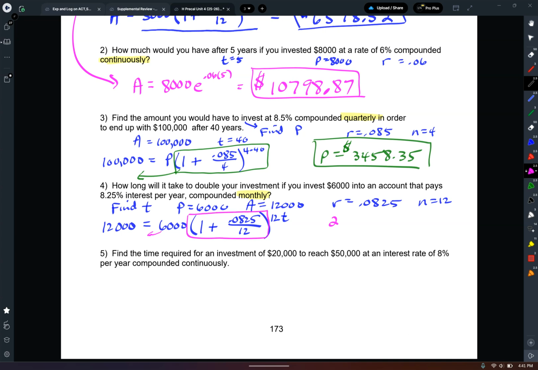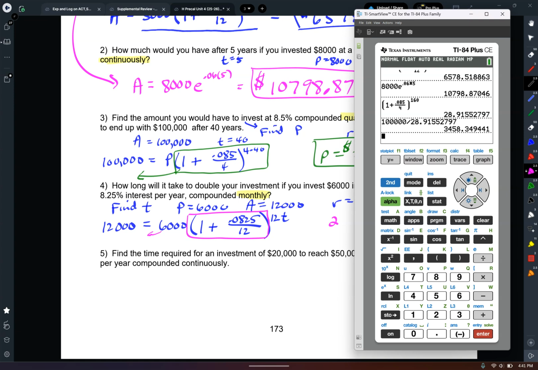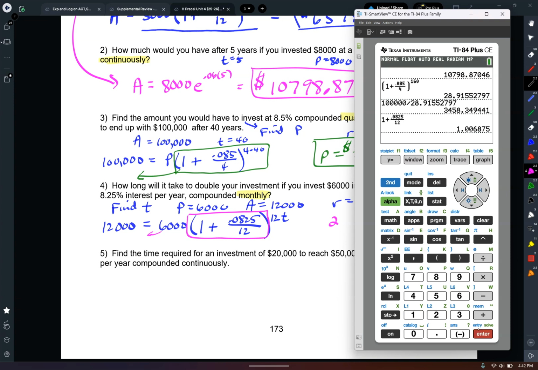So I'm going to go ahead and do that. So in my calculator, I'm going to put in 1 plus, and then I want the fraction 0.0825 over 12. Okay, so that parenthesis is this 1 point. Now, whatever you do, do not round that because you're going to be tempted to round it to just 1. And it's going to make a big difference if you use 1 versus if you use 1.006.